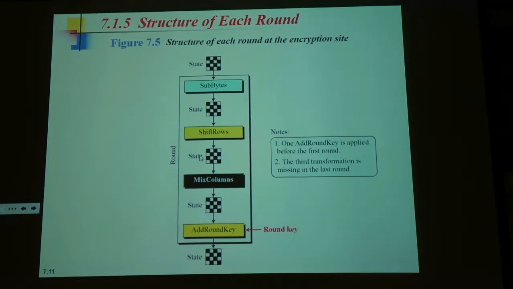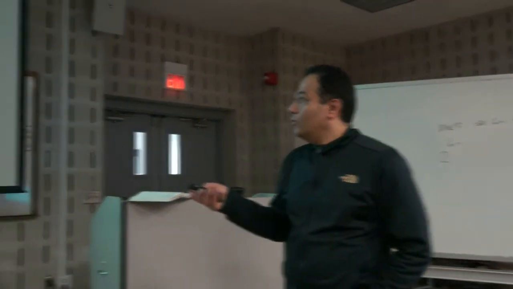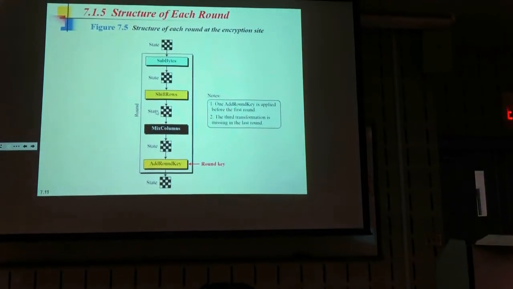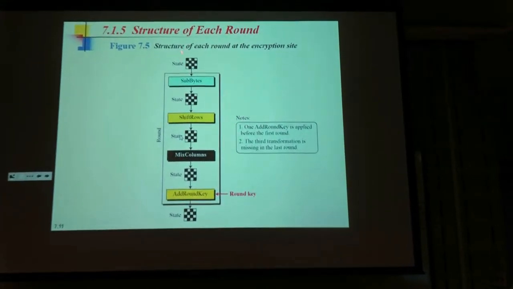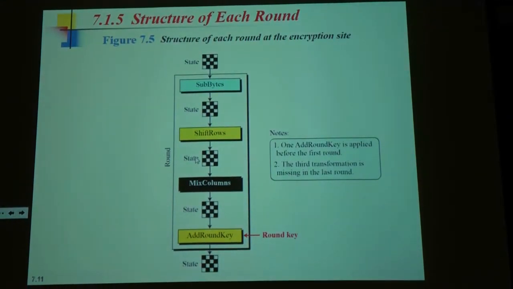All right. So how many operations do we have? 4 operations. Who said 4? Very good. What is the difference in the last operation? It's a keyed operation. We don't use the key, we don't use the key, we don't use the key, we use the key. So let me repeat. The state moves from the start through 4 operations, and the last one is a keyed operation, so we use the key with it, right? Alright, so one add round key is applied before the first round, and the third transformation is missing in the last round. Okay, we'll see it.